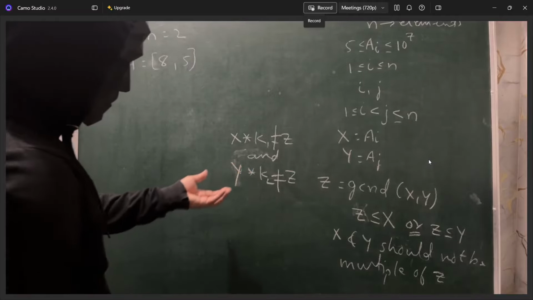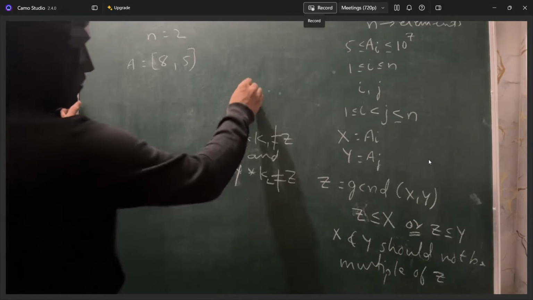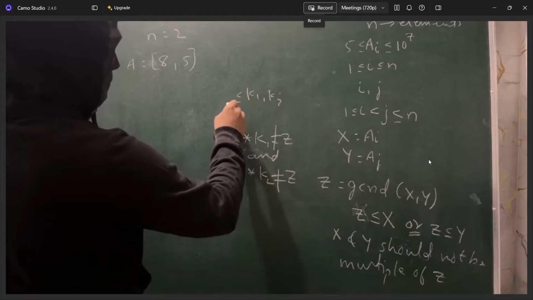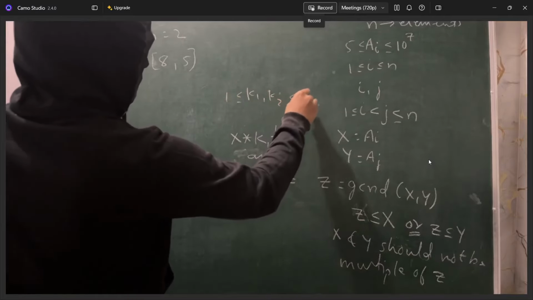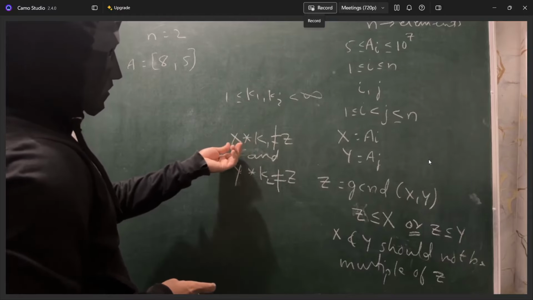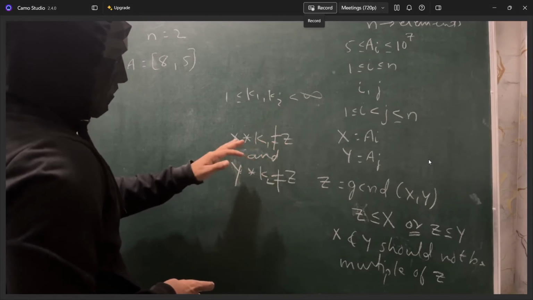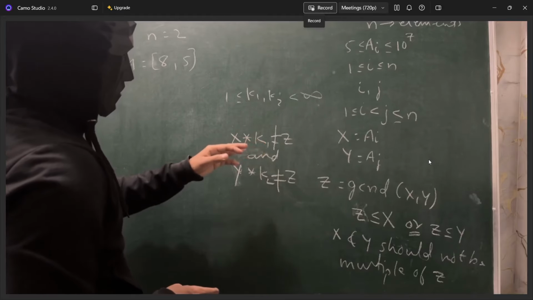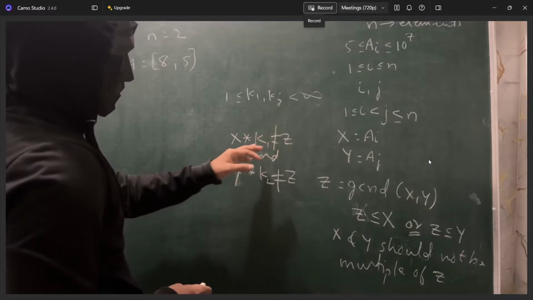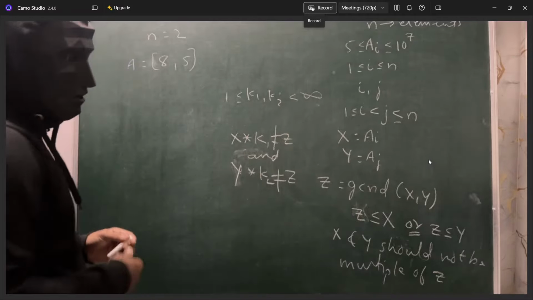So I think you are understanding. If you take x and multiply it with some integer, k1 and k2, what I have written, it is some integer from 1 to infinity. If you do x into some integer and you are getting z, which means z is a multiple of x. So it shouldn't be that way. Whenever you take z, it should not be a multiple of x and y both.